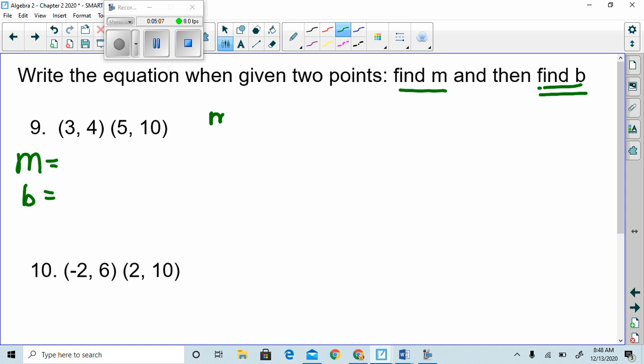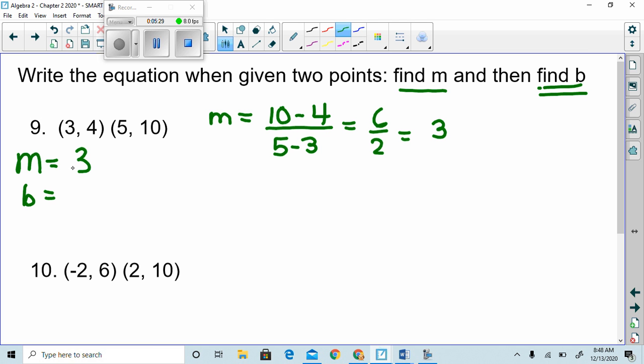So we go back to our slope formula and we substitute in our y2 minus y1, finding the change in the y values over the change in the x values. And we'll see that we get 6 over 2, which simplifies to 3. So my slope is 3. Now I need to use one of my points, and I generally pick the first point. So I'll use my x1, y1 right here.